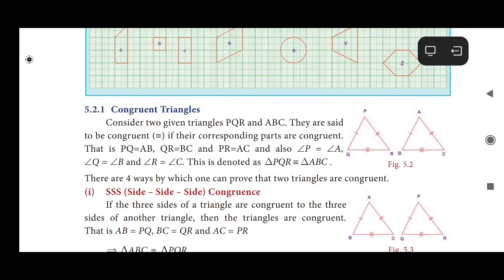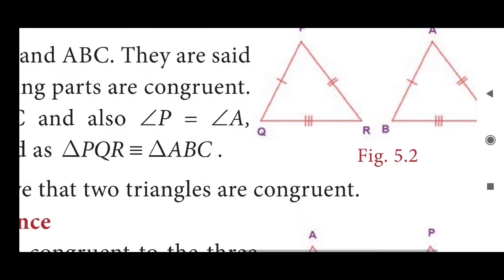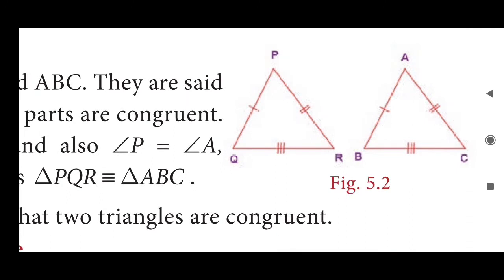Two triangles are congruent if their corresponding parts are congruent. That is, PQ is equal to AB. Here they have mentioned a single bar, a single line, meaning both lines are equal. Like that, PR is equal to AC.